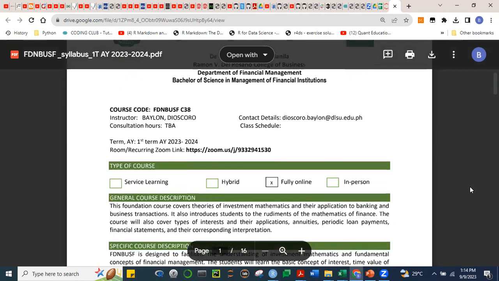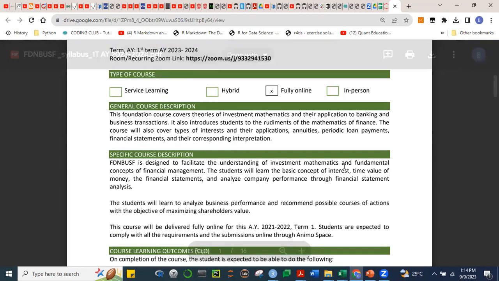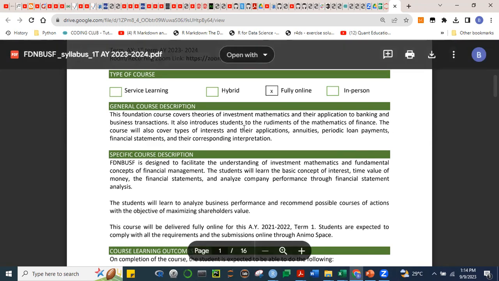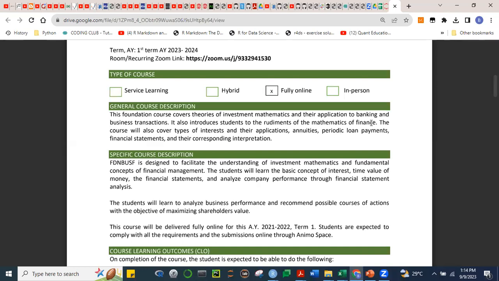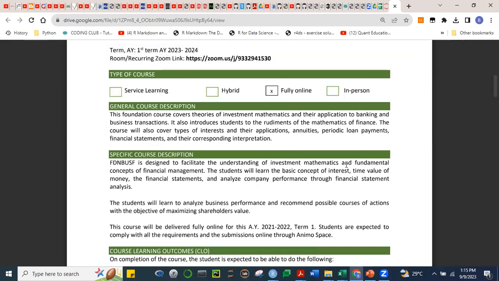So let's now take a look at the subject itself. What's a general course description? This is a foundational course, so it means this is more of an introductory course to finance. You have another subject later on, which we call FMD FINA. It's more of financial management. For this one, we will cover more on basic theories of investment mathematics as they apply to banking for business transactions. You'll be introduced here to the rudiments of the mathematics of finance. So we'll be talking about interests, annuities, loan payments, financial statements, and interpretation of financial statements. So that will be the coverage of this subject.